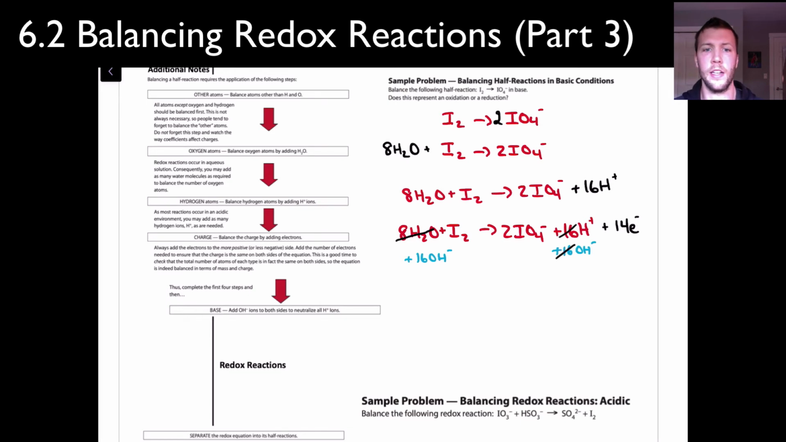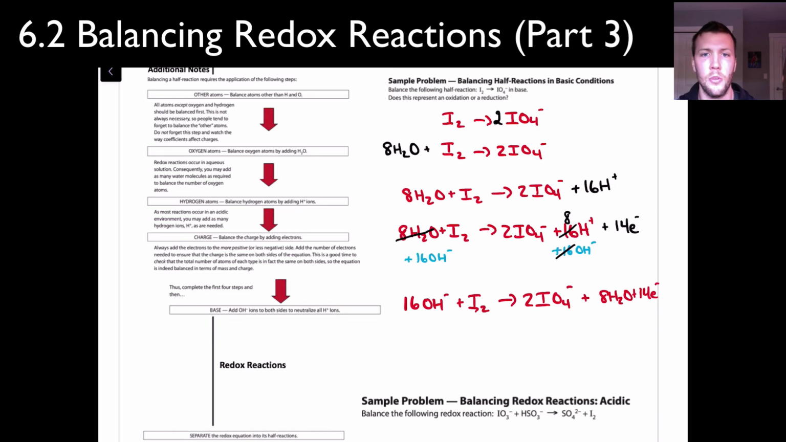And so rather than writing 8 water molecules on the reactants and 16 water molecules on the products, I'm going to cancel those out and just write 8 water molecules on the products. And so I'm left with 16 hydroxide ions plus iodine yields 2 periodate ions, 8 water molecules, and 14 electrons.